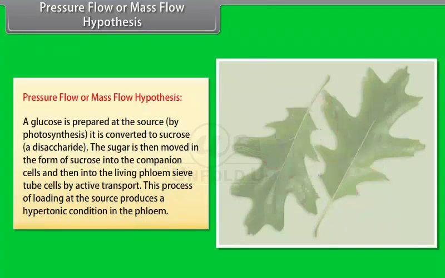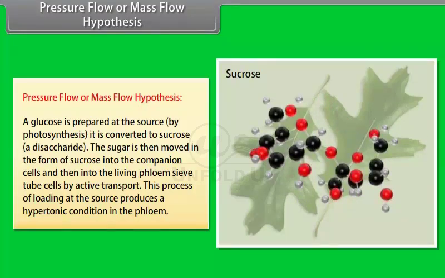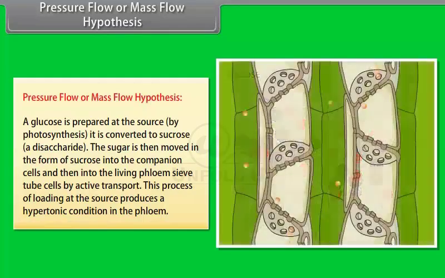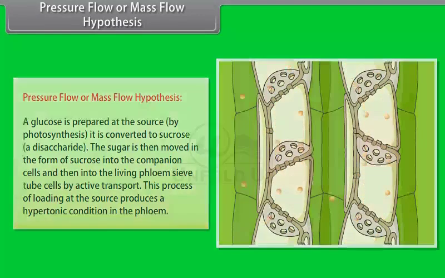It is converted to sucrose. The sugar is then moved in the form of sucrose into the companion cells and then into the living phloem sieve tube cells by active transport. This process of loading at the source produces a hypertonic condition in the phloem.